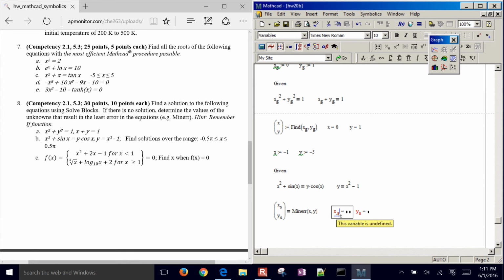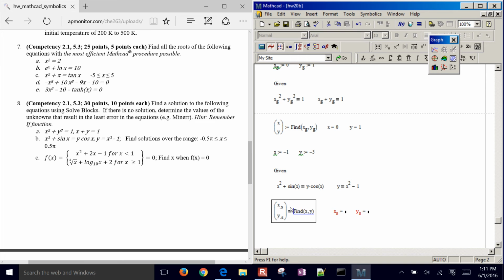Okay, variable undefined. So it wasn't able to. Let me see if I can reprocess this one. Okay, I'm going to save it. And something is not quite working right. Sometimes this happens in MathCAD, where it seems like things just stop updating.